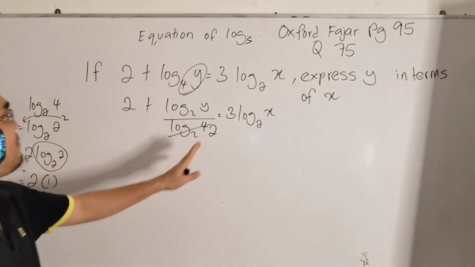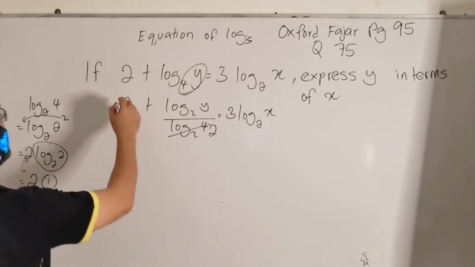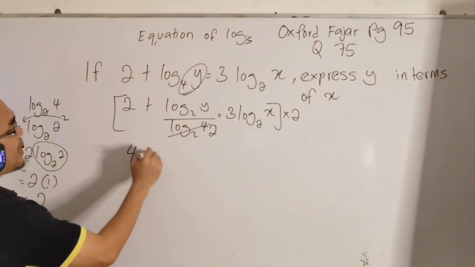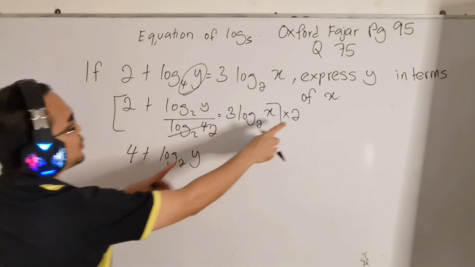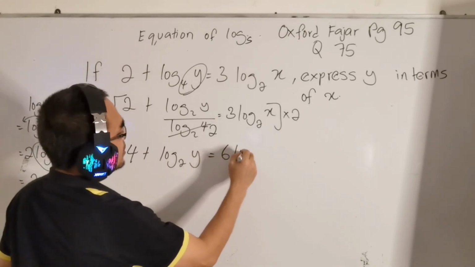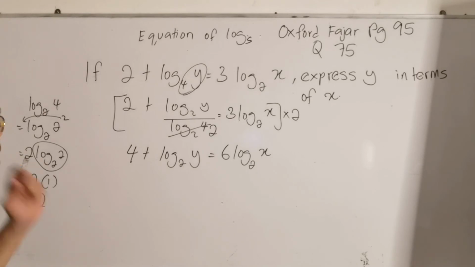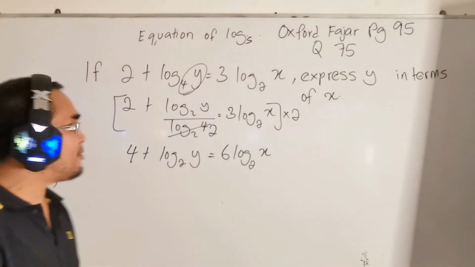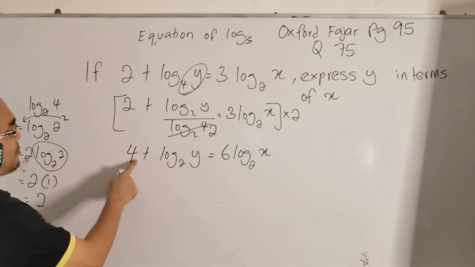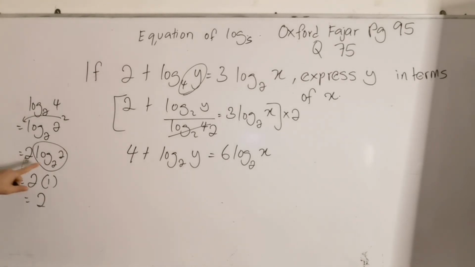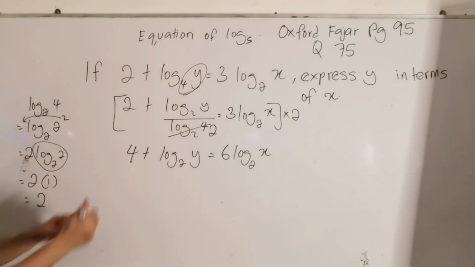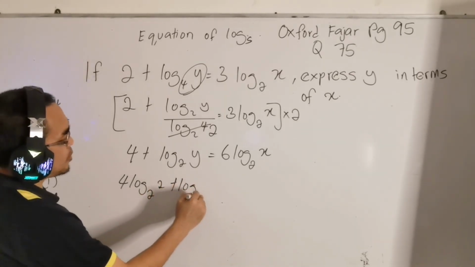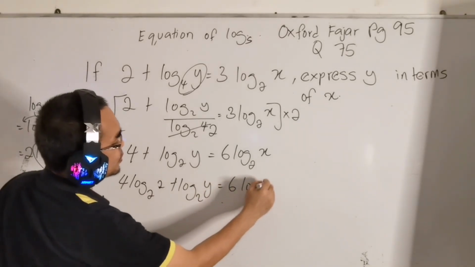Before I simplify further, I would multiply everything by 2 in order to eliminate the fraction. So 2 times 2 will be 4 plus log 2y, because the 2 and 2 you cut, and here will be 6 log 2x. So now, how to eliminate the log 2? My preferred way is I will substitute the value. 2 log 2 is 2. 4 is also log 2 of 2 to the power 4. So plus log 2y, 6 log 2x.